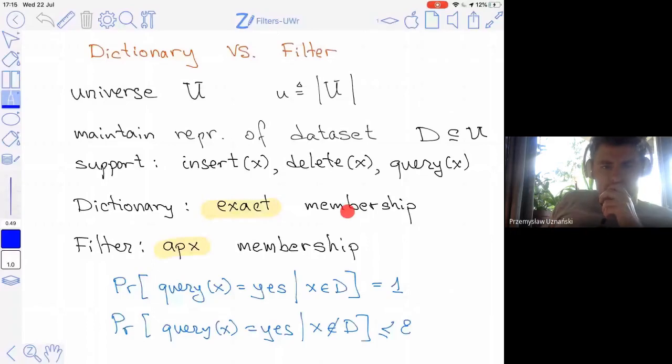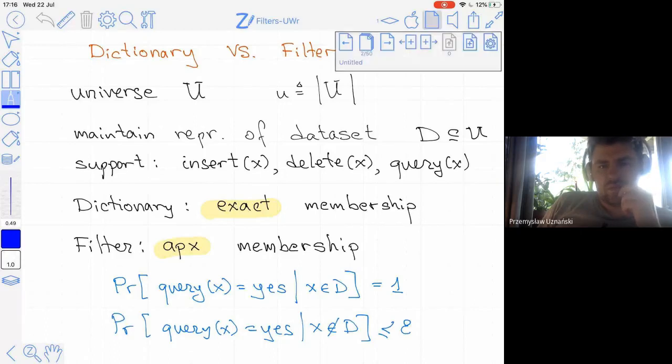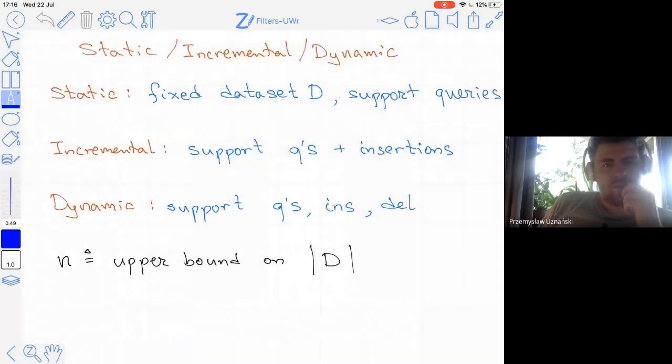And in a filter, we are just representing membership in an approximate manner. Namely, if X is a member of the data set, you are always supposed to say yes. But if X is not a member of the data set, then you're allowed to say yes with probability which is bounded by epsilon. Okay? And the whole point in using filters rather than using dictionaries is that you can save space by using a filter. I'll get to that in a second.